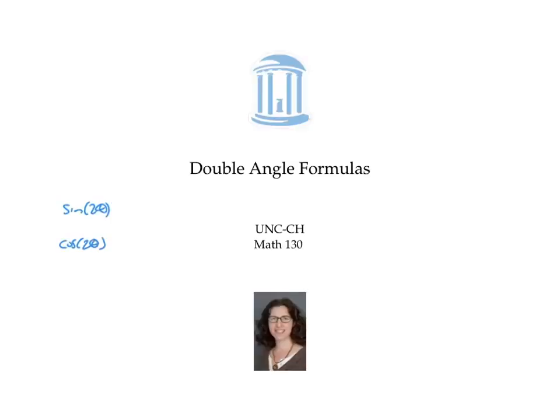This video proved the double angle formula. Sine of 2 theta is 2 sine theta cosine theta, and cosine of 2 theta is cosine squared theta minus sine squared theta. It also proved 2 alternate versions of the equation for cosine of 2 theta.